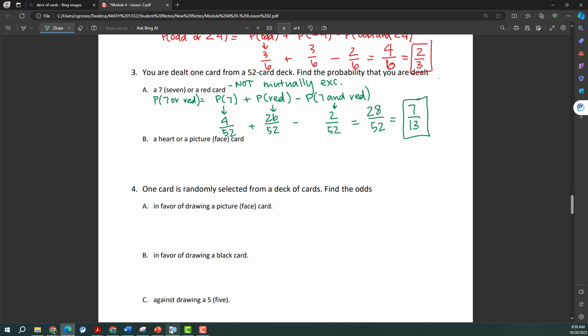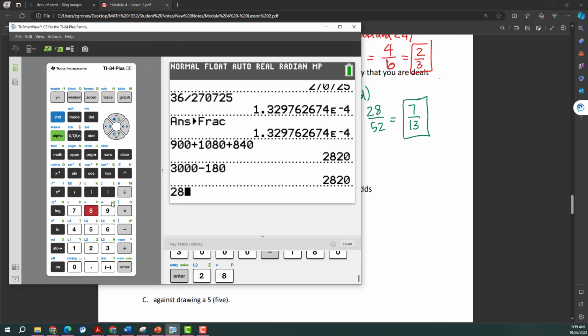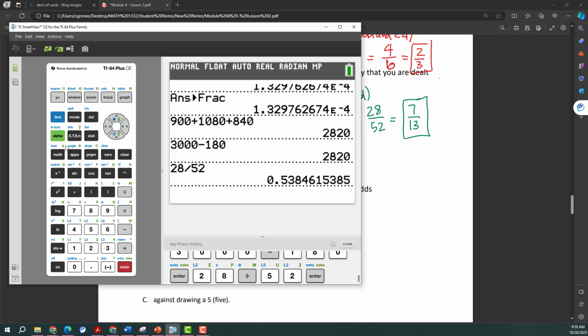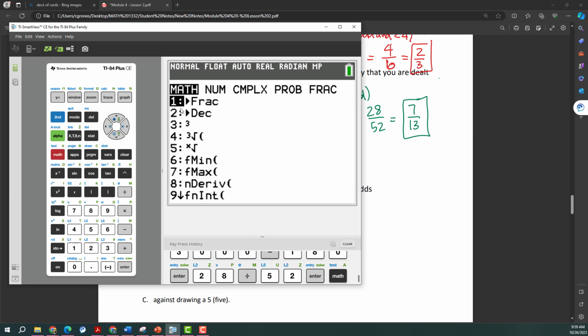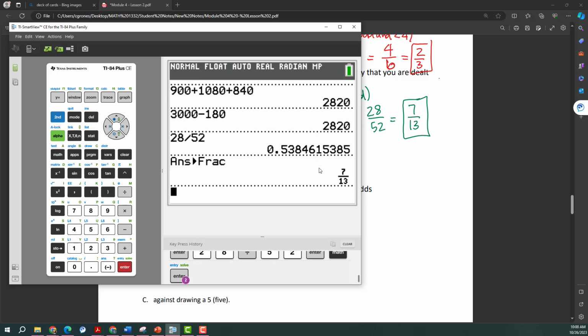And if you want to put this in your calculator to reduce it, you could do 28 divided by 52. It's going to give you a decimal, but if you go to math and hover over fraction and hit enter, and then enter again, it'll give you your fraction, your reduced fraction.